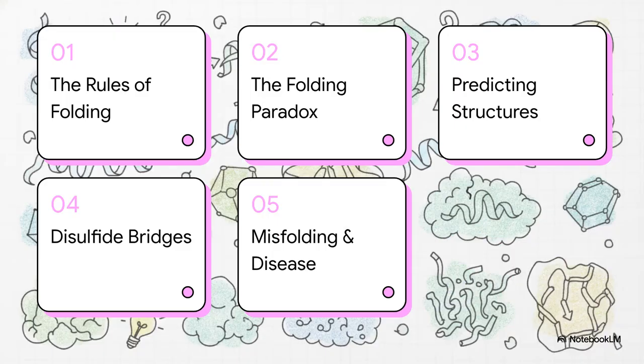In this explainer, we'll be covering: 1. The rules of folding, 2. The folding paradox, 3. Predicting protein structures, 4. Disulfide bridges and stability, and finally, 5. Misfolding and disease. Let's get right to it.